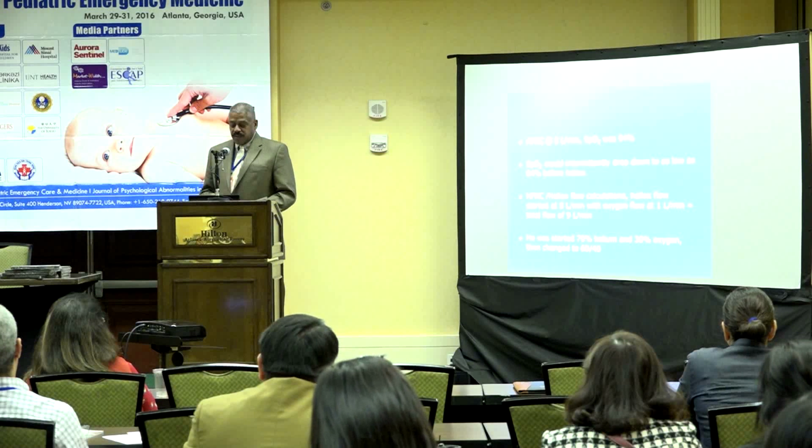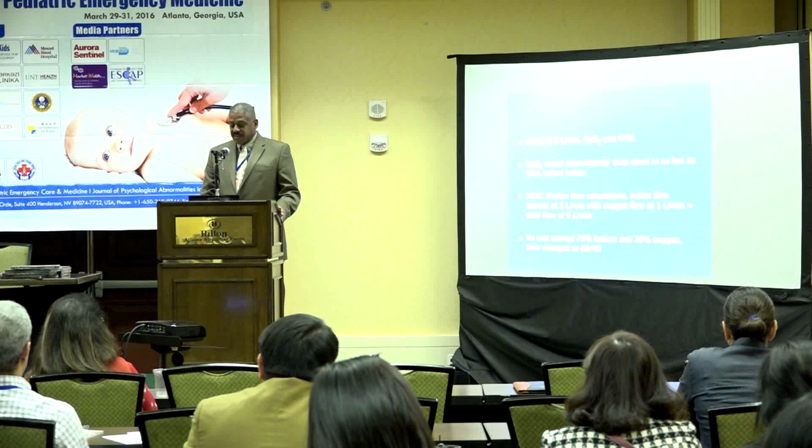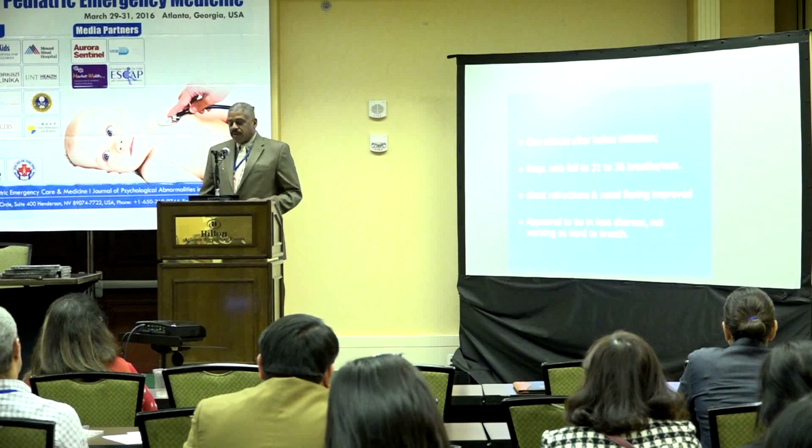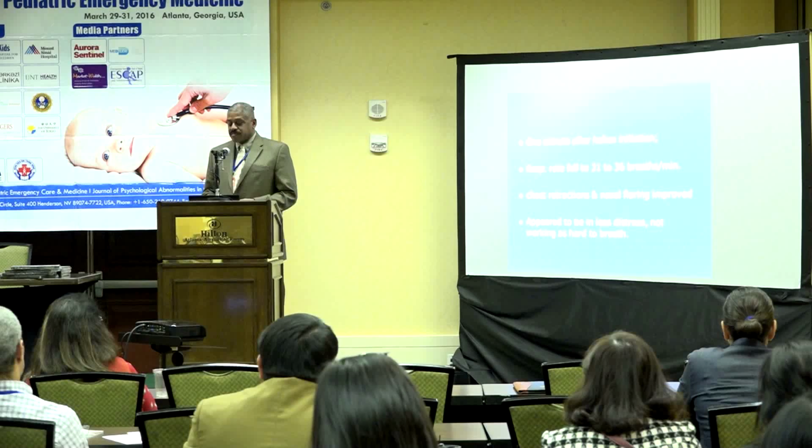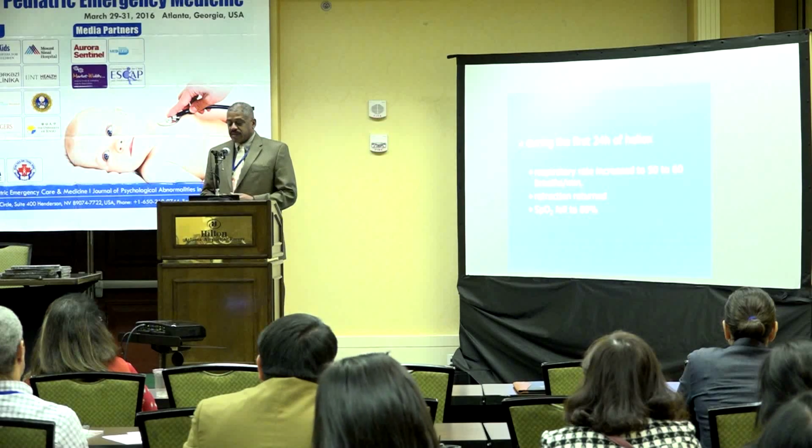So he started out at 70-30, and then eventually moved to 60-40. One minute after going on the Heliox, his respiratory rate fell to 36 breaths per minute. The chest retractions improved, and he appeared to be working not as hard to breathe.